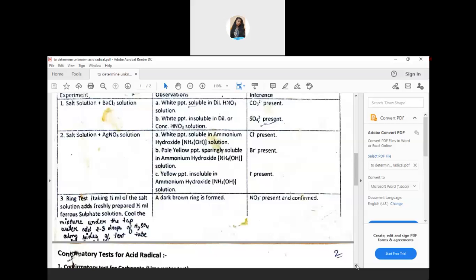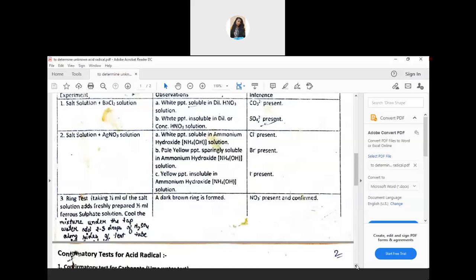Then you have to add 2 or 3 drops of sulfuric acid along the side of the test tube. You cannot add it directly to the test tube. You have to add it along the side of the test tube. Got my point? Then you can find a dark brown ring formed in the solution. You can see it easily. If the ring is formed, then that means nitrate is confirmed.